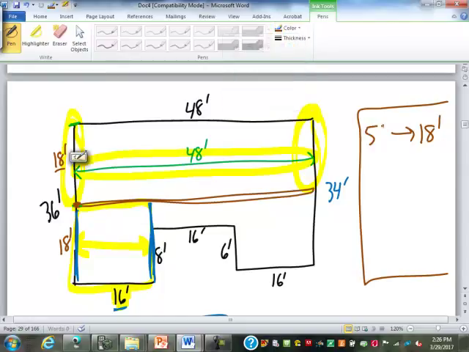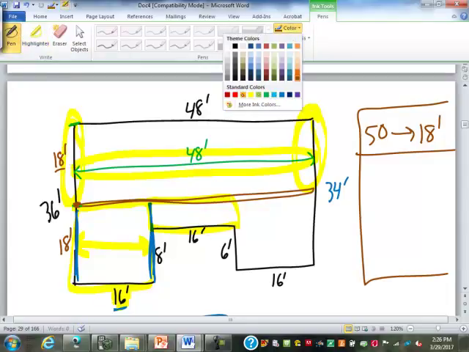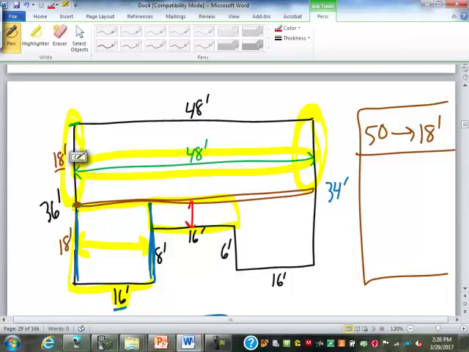So I need 50 of those 18-foot joists. Now the next section here, how long is that span going to be? Across here, how long is that going to be? This was 18 minus 8. This is going to be how big? 10 foot. So those are going to be 10-foot joists.